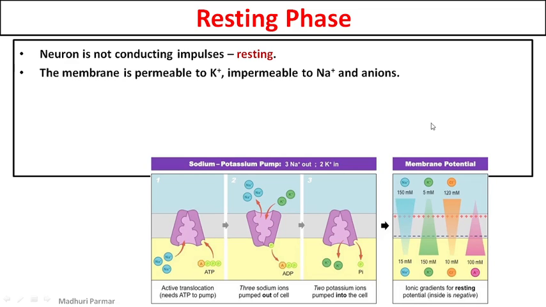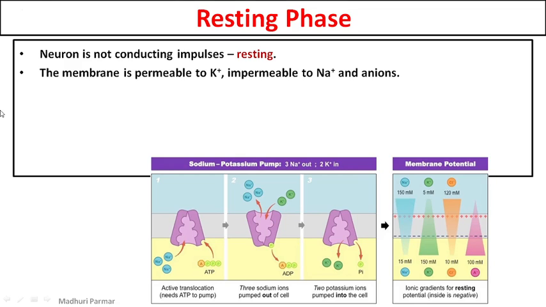The membrane is permeable to potassium but impermeable to sodium and anions. At resting stage, permeable to potassium मतलब potassium ion channels are open. कि अगर potassium को बाहर से अंदर आना है, then they can come like that. So they are permeable to potassium but impermeable to sodium. Sodium जो है वो बाहर से अंदर नहीं आ सकता, as well as anions.